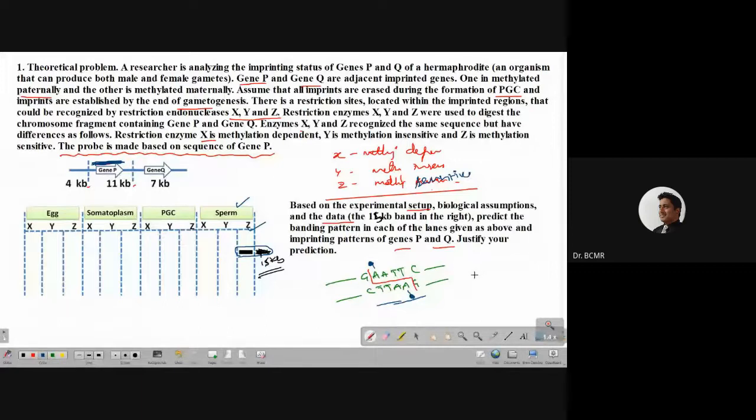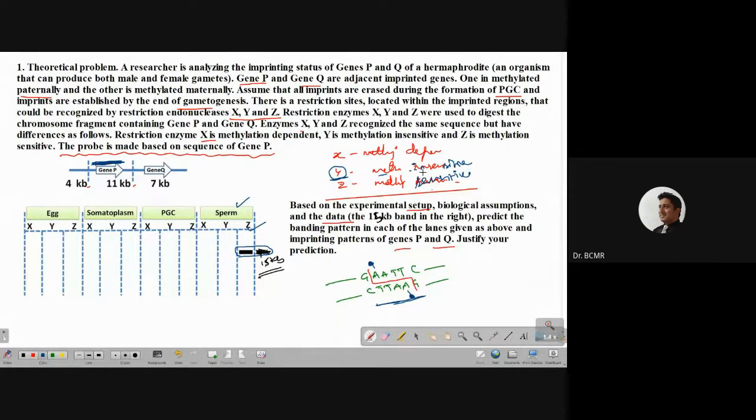If there is a restriction endonuclease, it will cleave irrespective of whether this restriction site is methylated or not. Then you call it insensitive. These are just our terms. Okay, did you understand this? Methylation insensitive. Say why restriction endonuclease Y will cleave this site irrespective of whether this site is methylated or not.